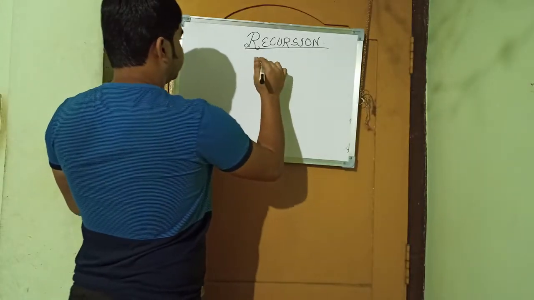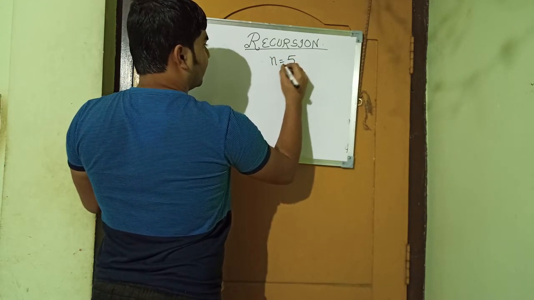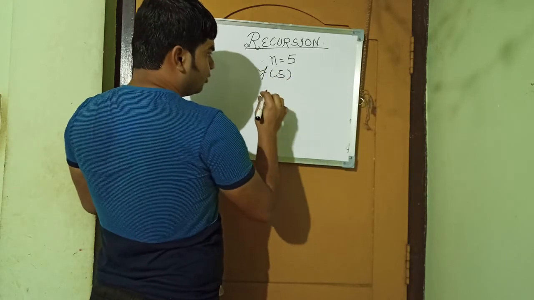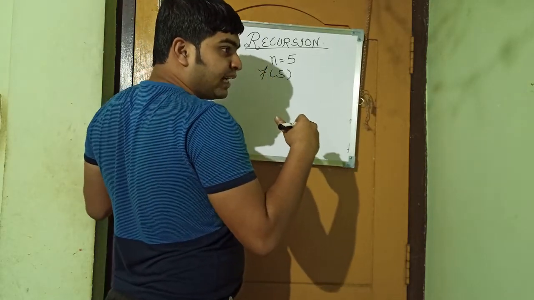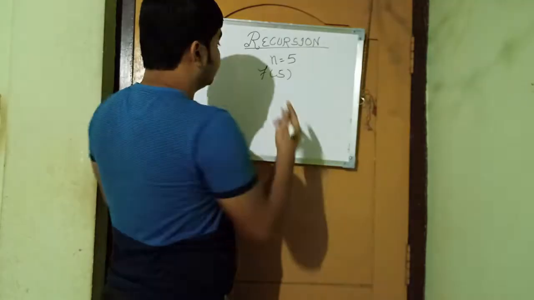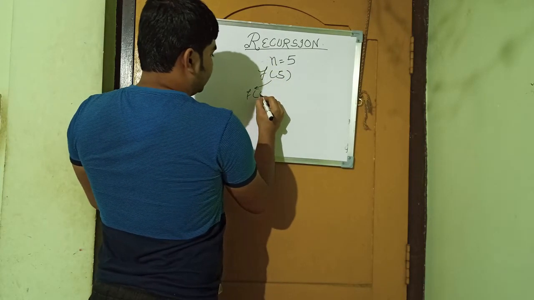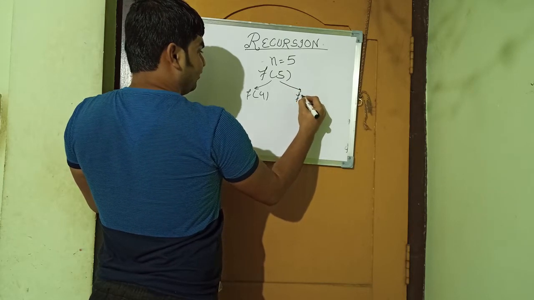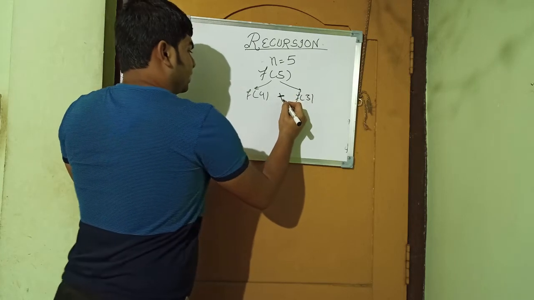So suppose we have n is equal to 5. Okay, so we need f of 5. So f of 5 gets converted into simpler problems: f of n minus 1, that is f of 4, and f of n minus 2, that is f of 3. Okay, so we have to sum it up.